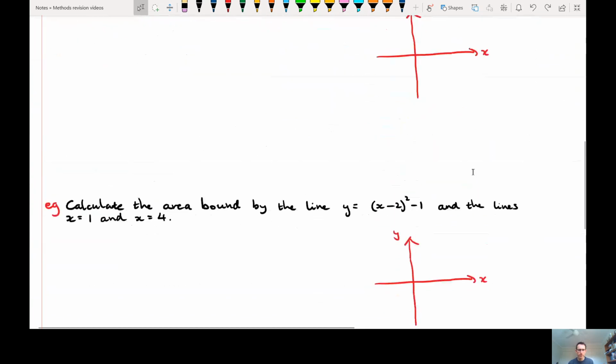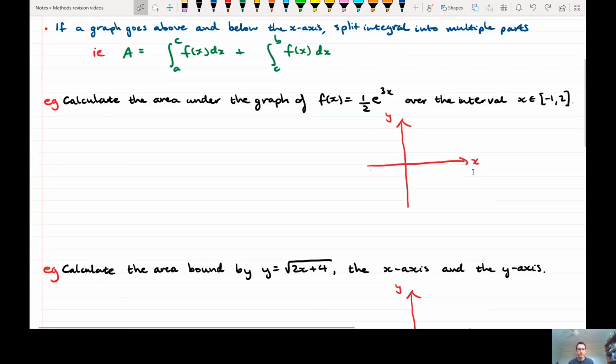So we've got 3 examples here from memory. Let's do them. Calculate the area under the graph of this function over the interval. It's always useful to have a general idea of what the graph looks like. You don't have to do it. It's not going to be worth marks unless they have asked you to, but it's always a good idea to draw it.